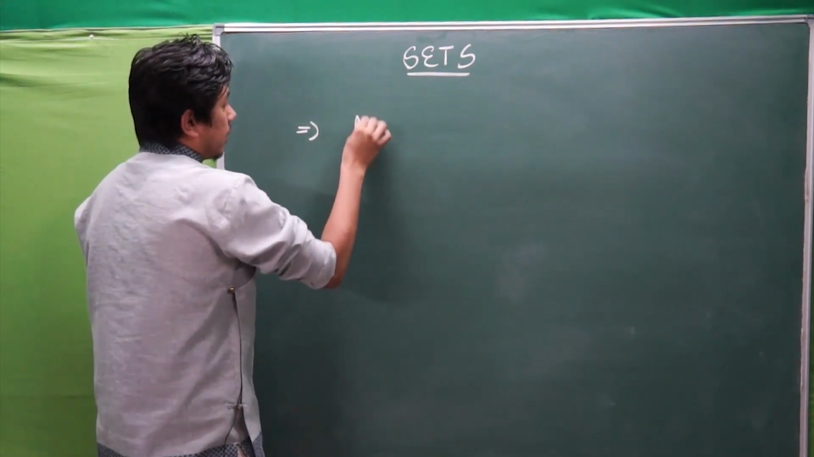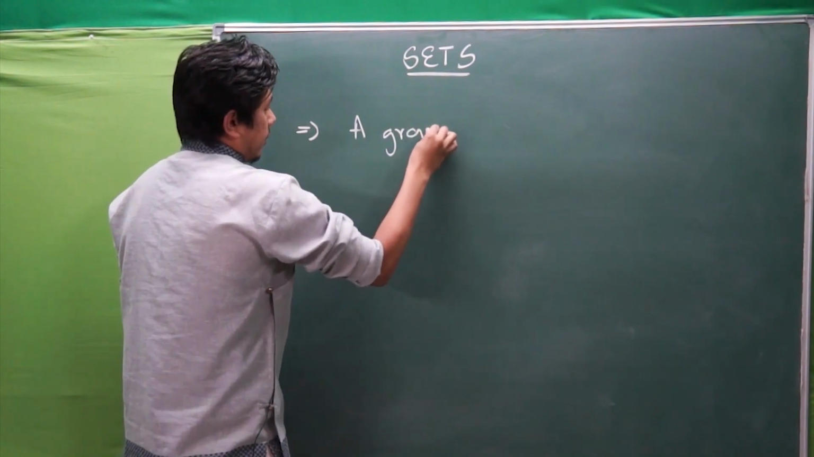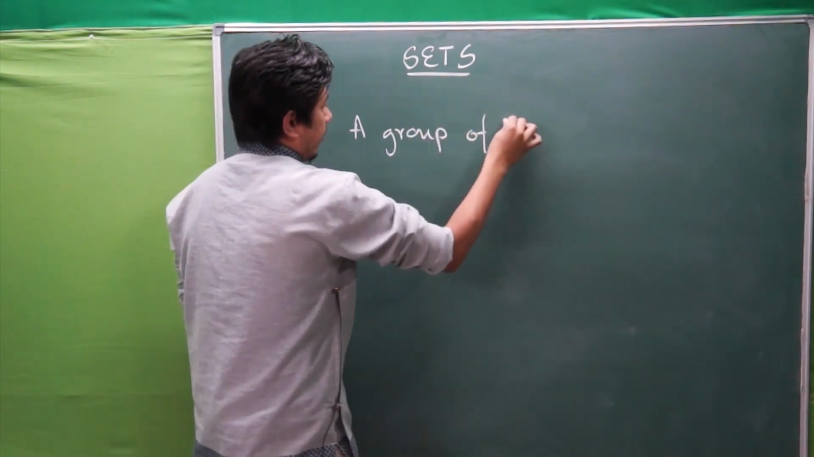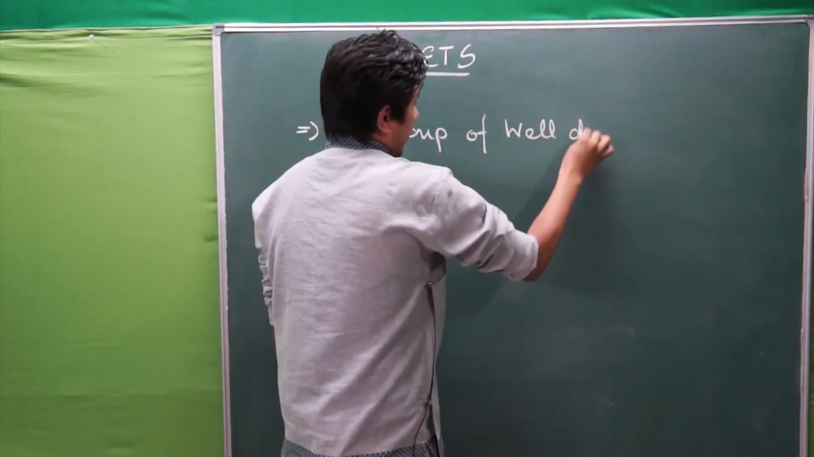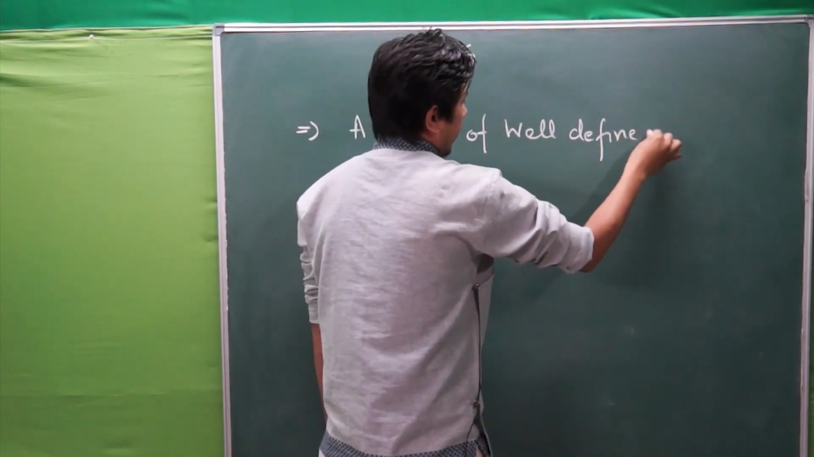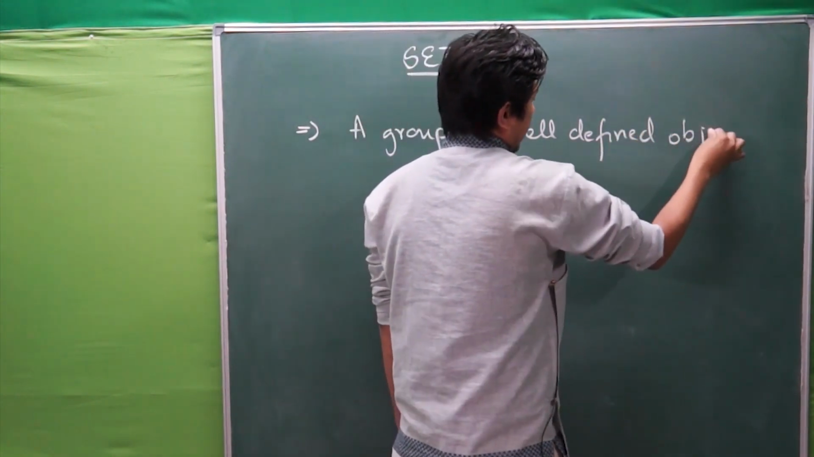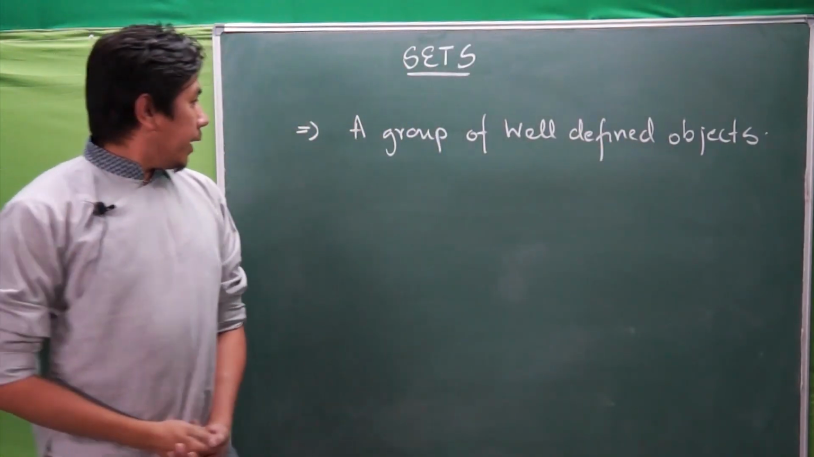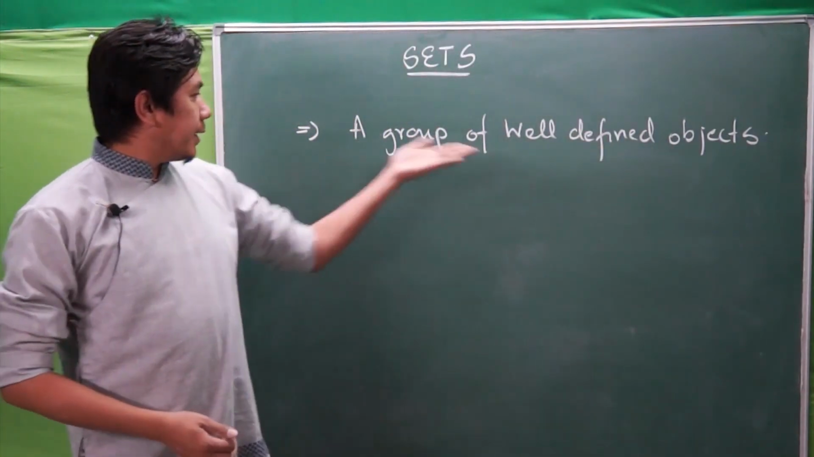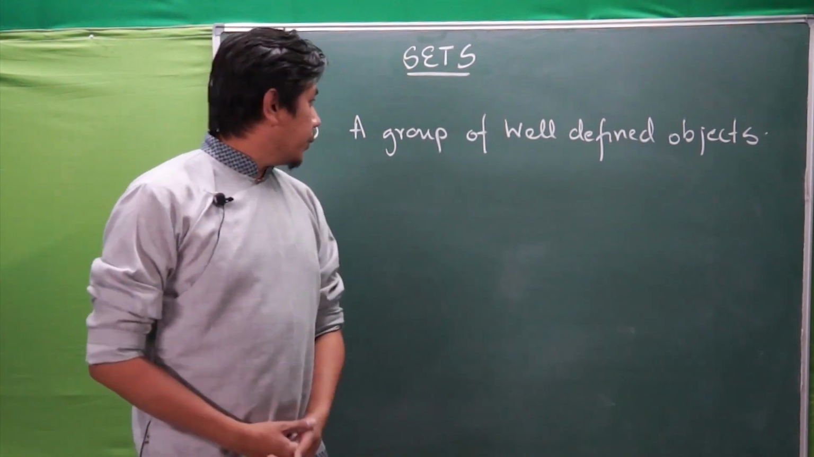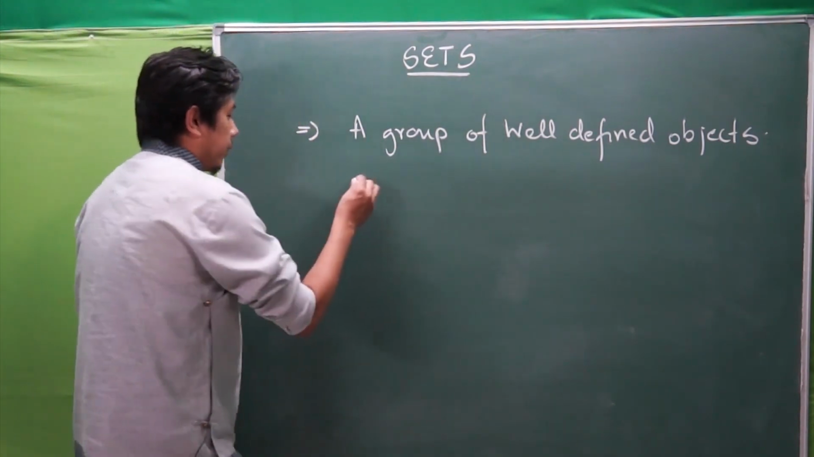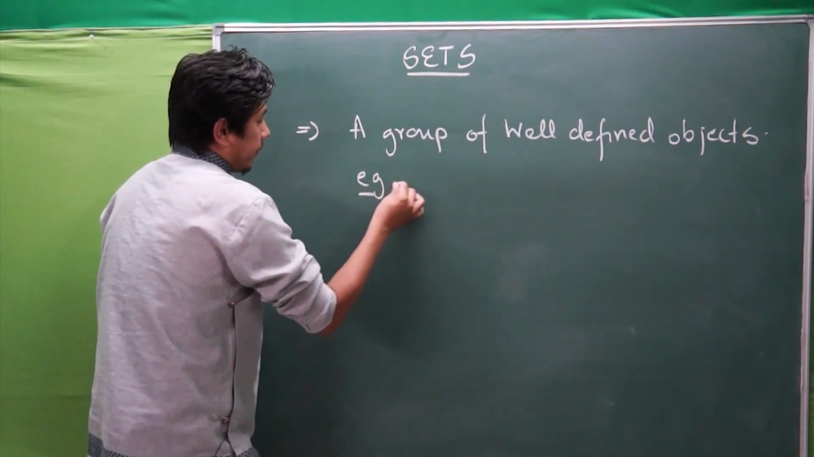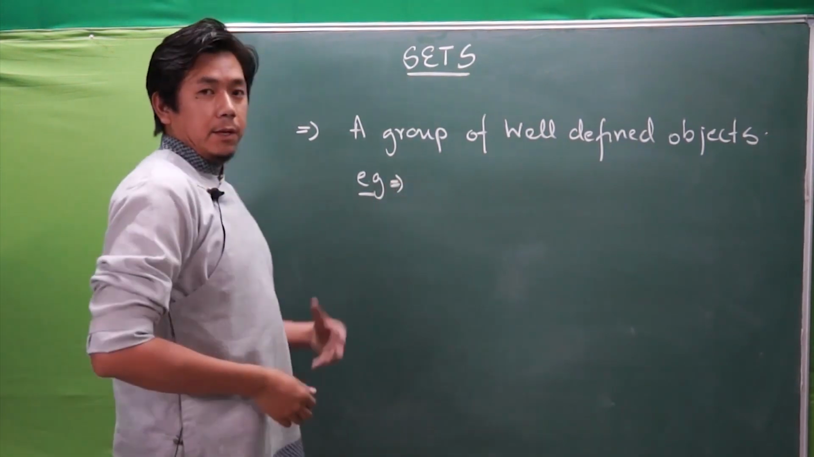it is a group of well-defined objects. Alright. Now by the definition or the statement of sets, we can clearly understand what a set is. Or to further clear it, we take an example.